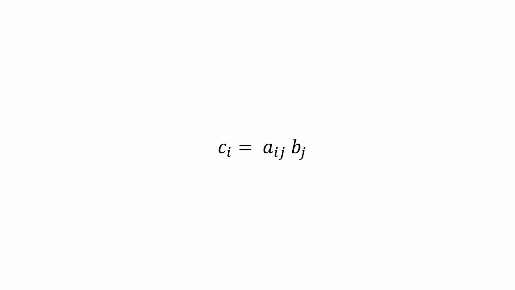Let's dissect it a little bit further. The blue indices are called free indices. This is because you are free to set them on either side of the equation, and they will appear on both sides of the equation.